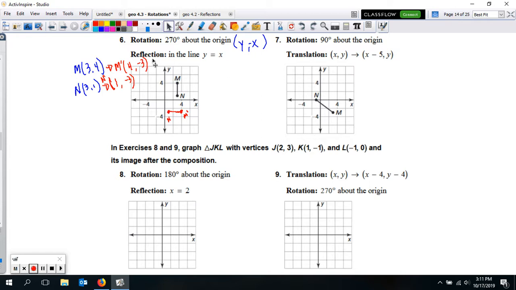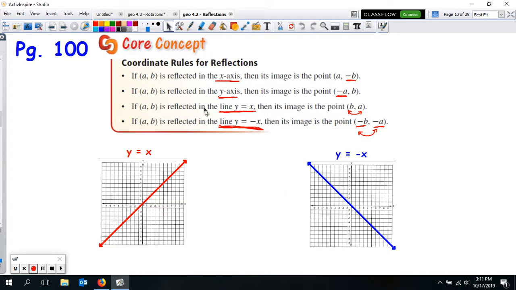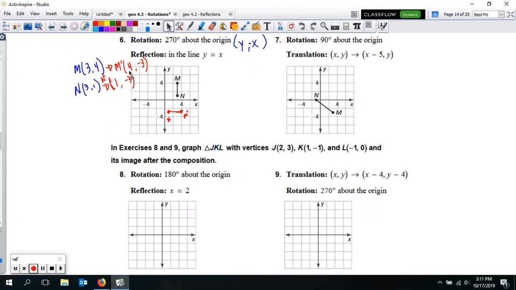Then it says a reflection in the line y equals x. So we want to figure out, okay, what are we going to do to these points now for the reflection y equals x? Go back to that 100 page. In that one where it says y equals x, it's right here. It's going to be just switching the ordered pair. So it's just going to be y first and then x second. So now you just switch the ordered pair that you have, not the original one, the one you just did.